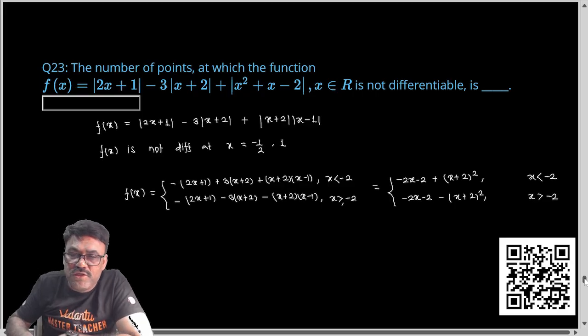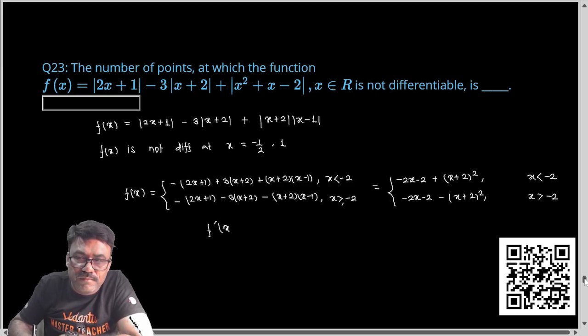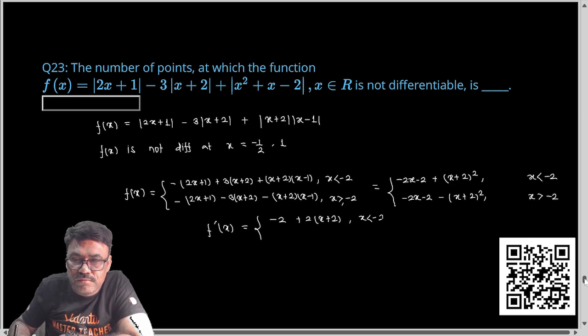And now if you differentiate it, f dash x is minus 2 plus 2 times x plus 2 when x is less than minus 2, and minus 2 times x plus 2 when x is greater than minus 2. So you can see that either you take the left hand derivative at minus 2, which is minus 2, and the right hand derivative at minus 2 is also minus 2.